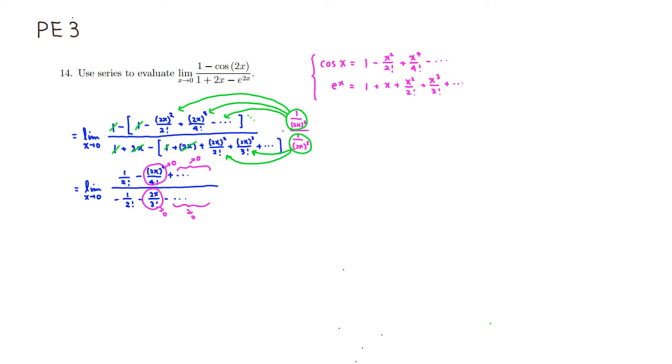So what's left is simply 1 over 2 factorial over negative 1 over 2 factorial, which is equal to negative 1. So that is the value of this limit. That's it. I hope that this was clear.